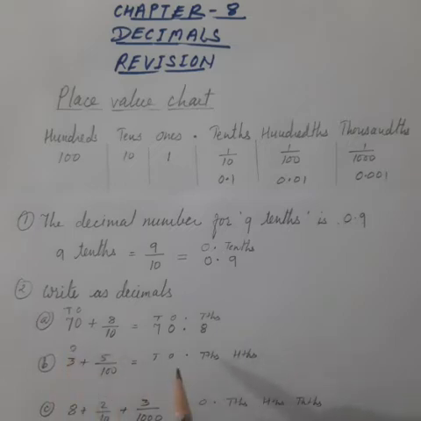B part. 3 plus 5 hundredths. 3 is at ones place. Point comes after ones place. Now first place after decimal point is tenths. That means 1 by 10. But there is no tenths. So write 0 at tenths place. 5 hundredths. Hundredths is the second place after decimal point. So 5 is at second place after decimal point. So the required decimal number is 3.05.